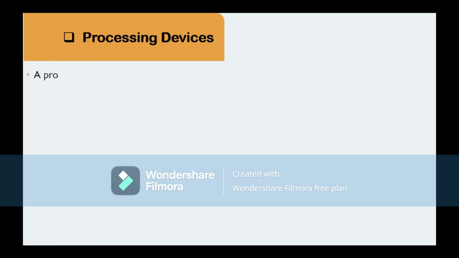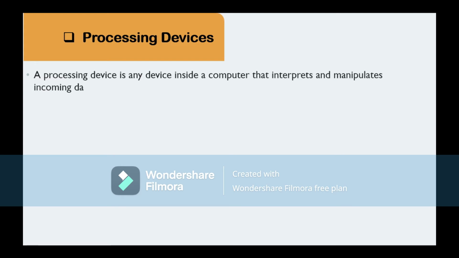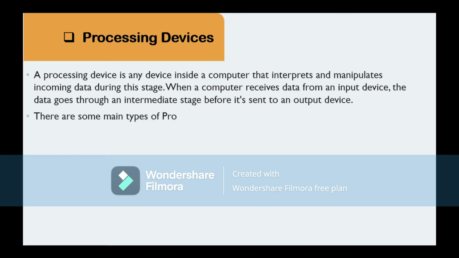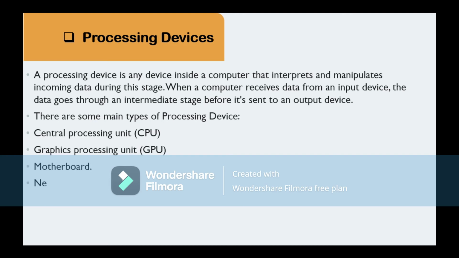And now we will describe the second type of hardware, which is processing devices. A processing device is any device inside a computer that interprets and manipulates incoming data during the processing stage. When a computer receives data from an input device, the data goes through an intermediate stage before it's sent to an output device. There are some main types of processing devices: central processing unit, CPU, graphics processing unit, GPU, motherboard, network card, sound card, and video card. We will describe these as well.